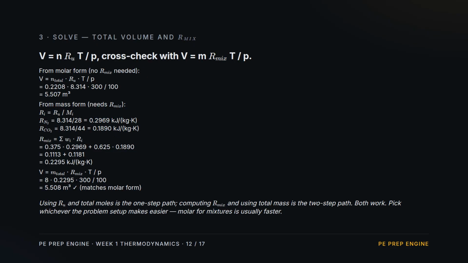Step 3. Total volume, two ways. Molar path. V equals total moles times the universal gas constant times T divided by P, about 5.5 cubic meters. Mass path. Get each species R as the universal constant divided by its molar mass. Mass weight them into R mix of about 0.23. Then V equals total mass times R mix times T divided by P, the same 5.5. Cross-check passes. For mixtures, the molar path is faster, since you skip R mix.